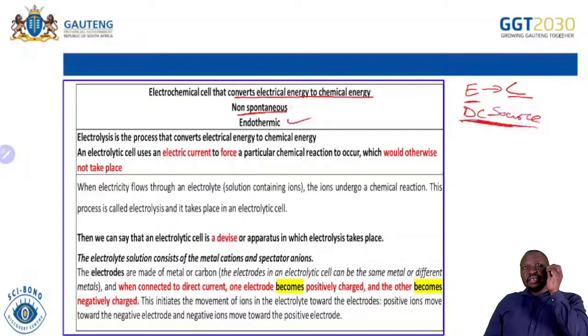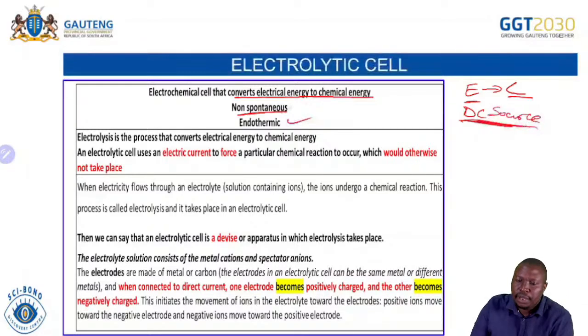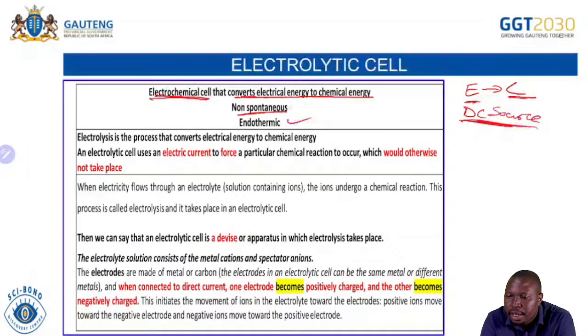So the 3 most important definitions for this question are the following. Number 1, what is an electrolytic cell? If you are asked what an electrolytic cell is, you'll say it's a cell that converts electrical energy to chemical energy. You must know that it's non-spontaneous, and you must know that it is endothermic. And the other definition, which is important, is what is electrolysis. You see the difference now.